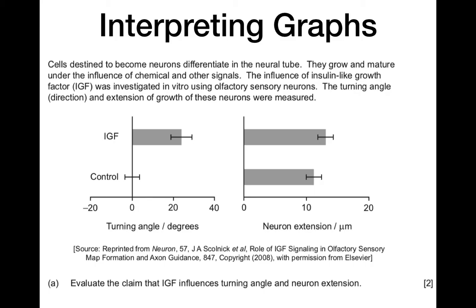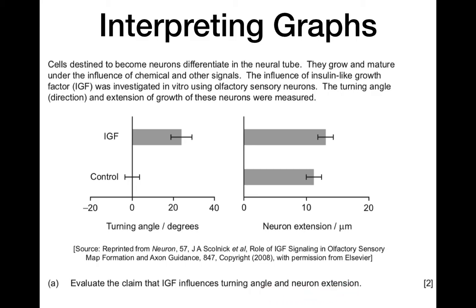Okay, here's another set of graphs with error bars. We have cells that are going to become neurons, differentiating in the neural tube. They grow and mature under the influence of chemical and other signals. The influence of insulin-like growth factor was investigated using in vitro olfactory sensory neurons. The turning angle and extension of growth of these neurons was measured. So we have the turning angle of those with insulin-like growth factor and the control, and then we have the neuron extension of insulin-like growth factor and control. The question is: evaluate the claim that insulin-like growth factor influences turning angle and neuron extension.